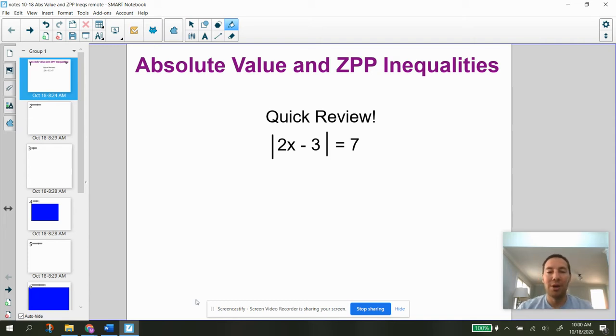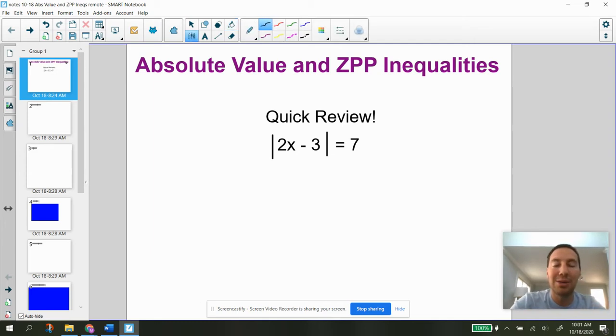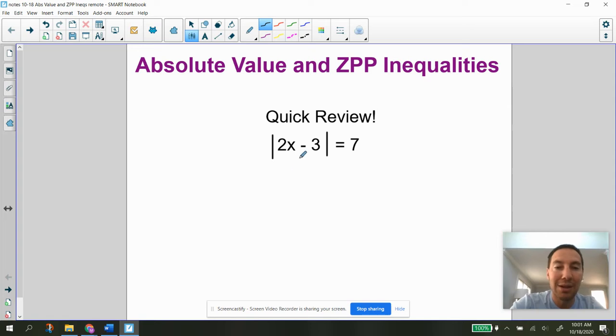Before we go, you're going to have to make sure you're a really good equation solver. So let's see if we can solve this one right here. Absolute value of 2x minus 3 equals 7. It hasn't been that long.